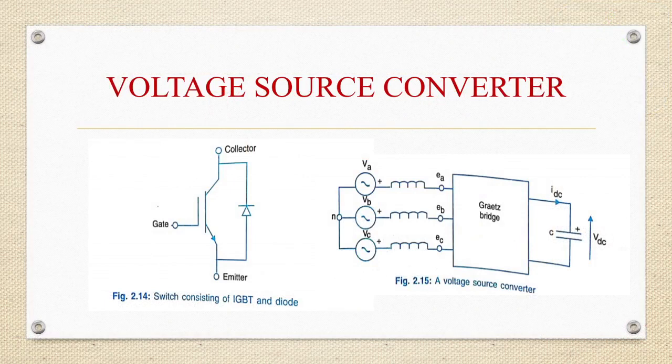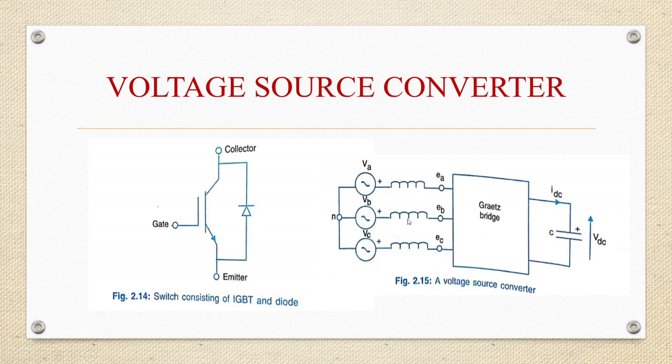The configuration of a voltage source converter with two levels will have 6 switches. Each switch will consist of a self-commutated IGBT device and an anti-parallel connected diode, as shown in this figure. The DC side will be connected to the capacitor and the AC side will be connected to the source voltage through inductors, as shown in this figure. Okay students.